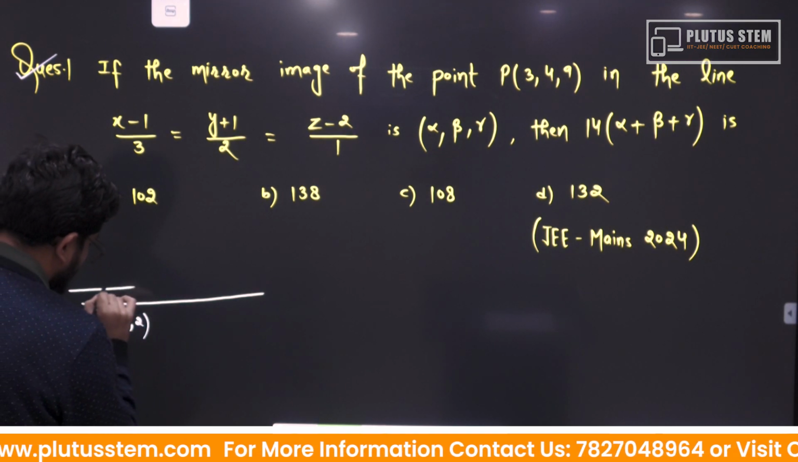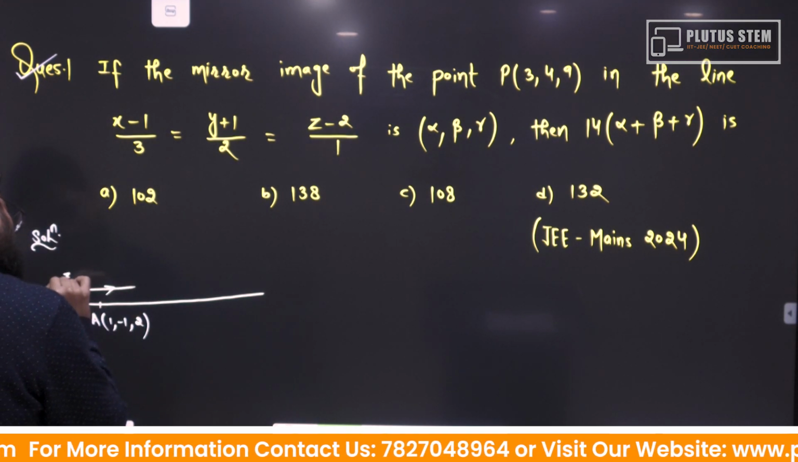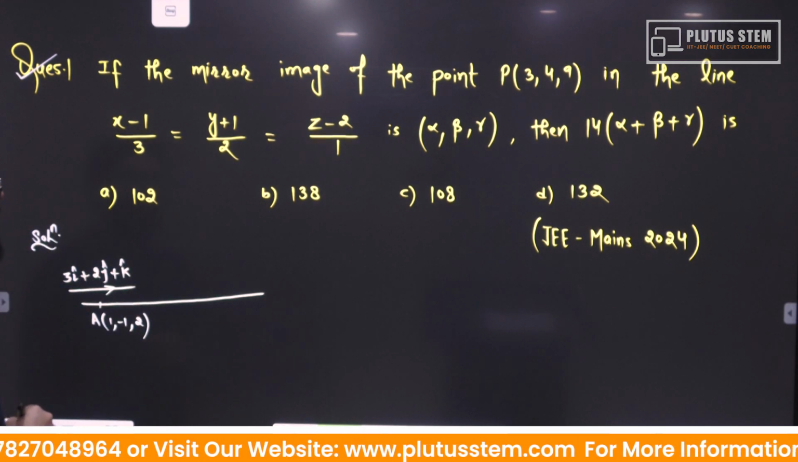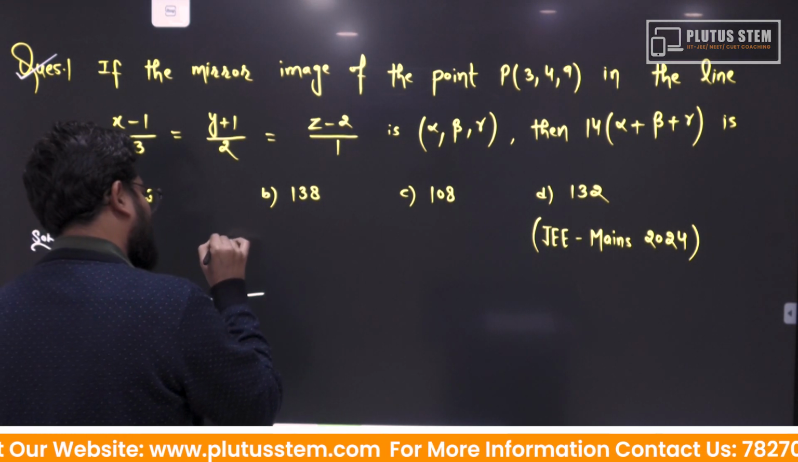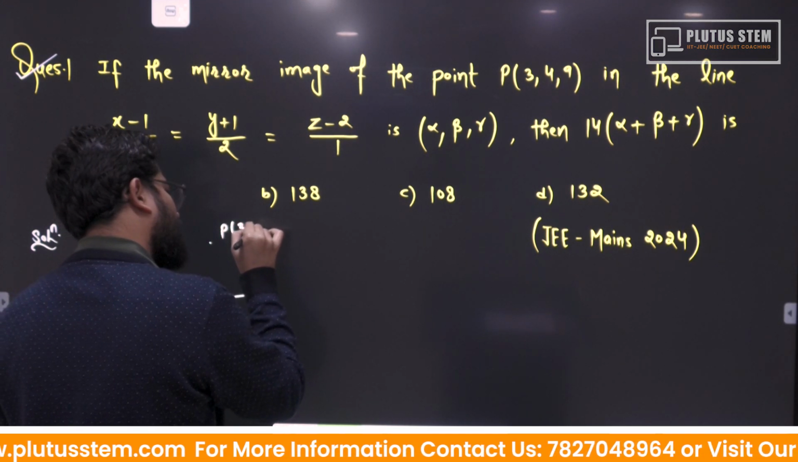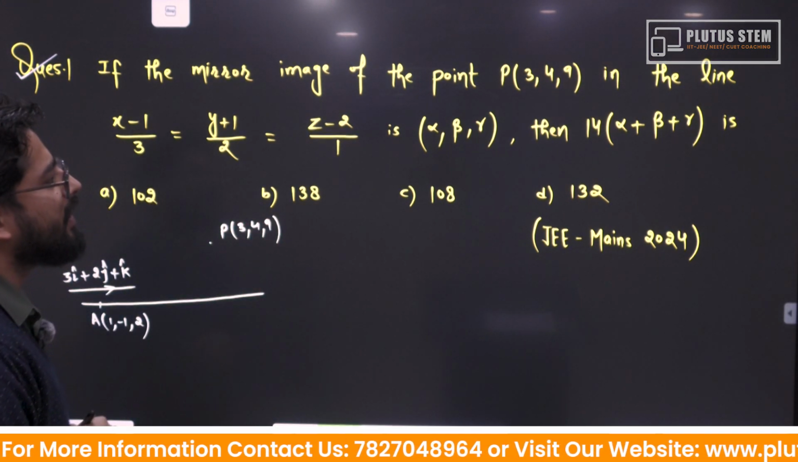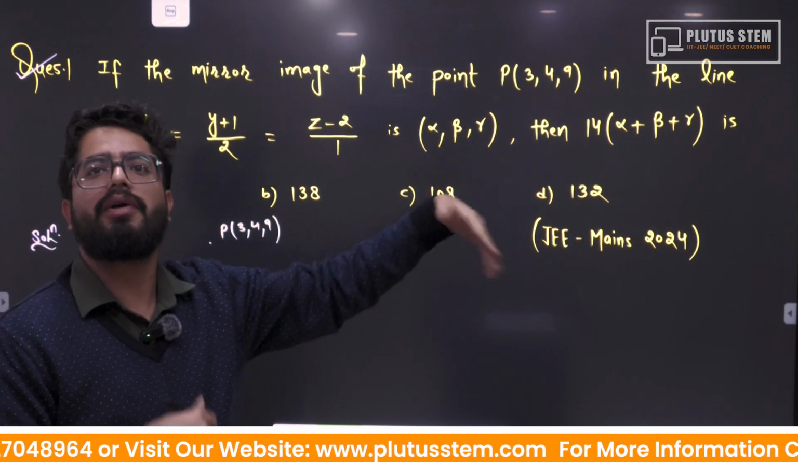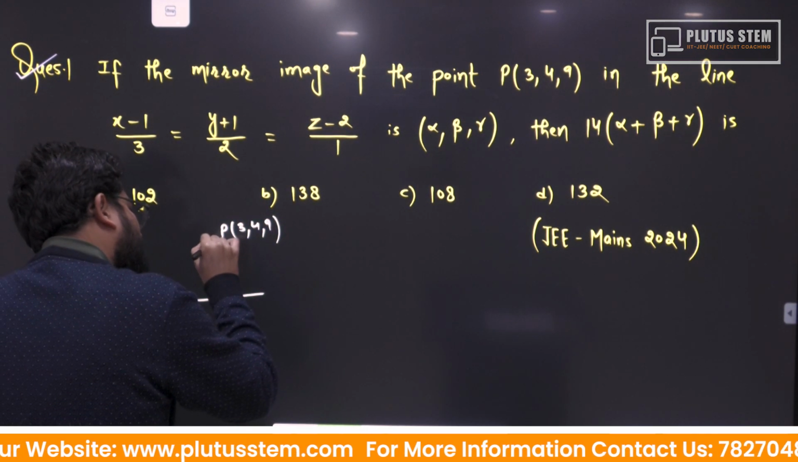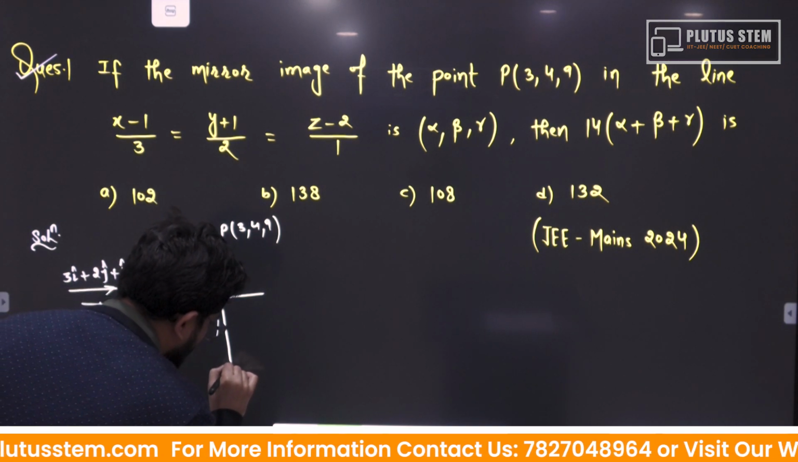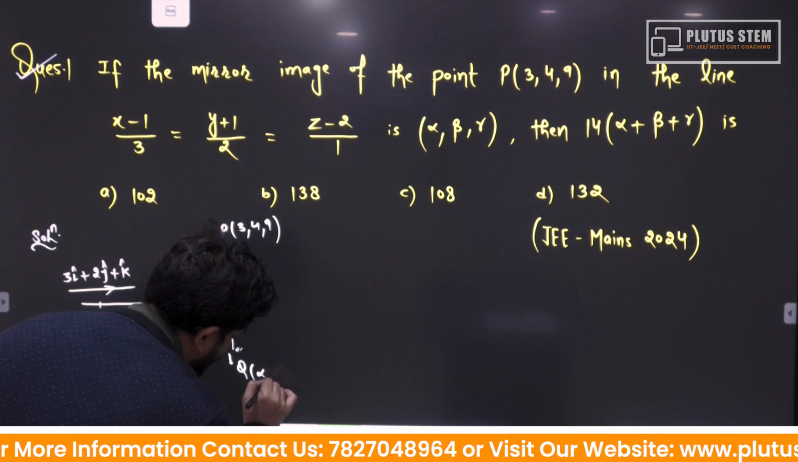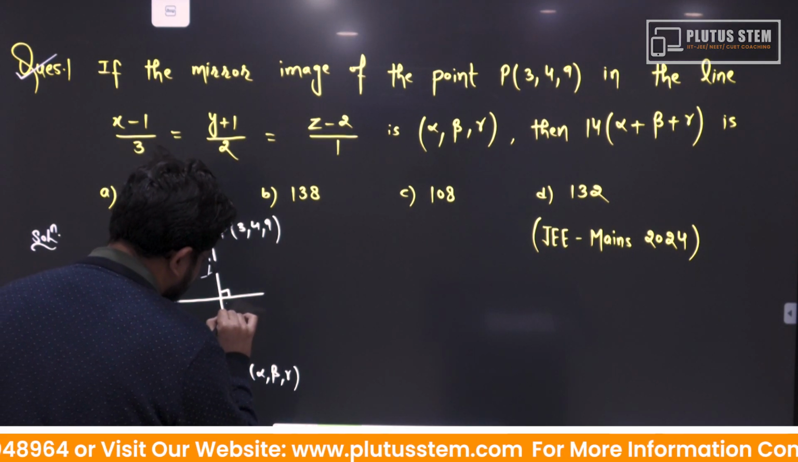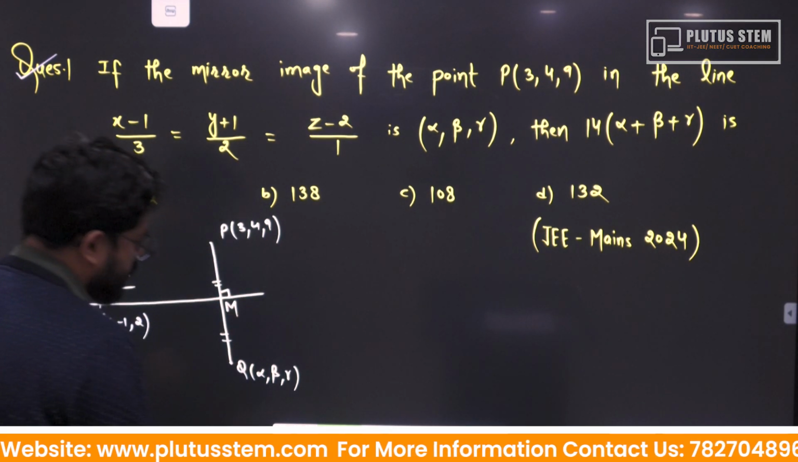That line is parallel to 3i plus 2j plus k cap. Now you are given a point P, that is 3, 4, 9. If the mirror image of this point with respect to this line is alpha, beta, gamma, you have to find the value of alpha, beta, gamma. I'm saying that PQ is perpendicular to this line, this is the point M, and these two distances are equal.